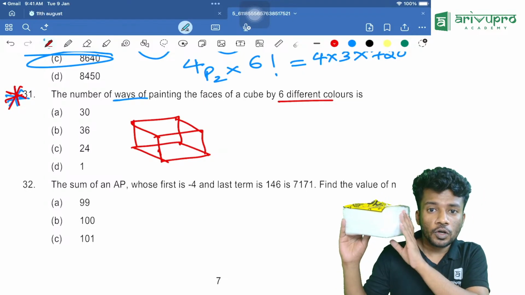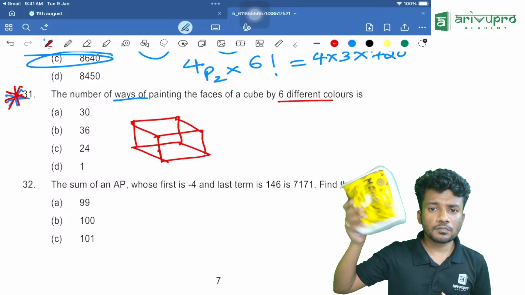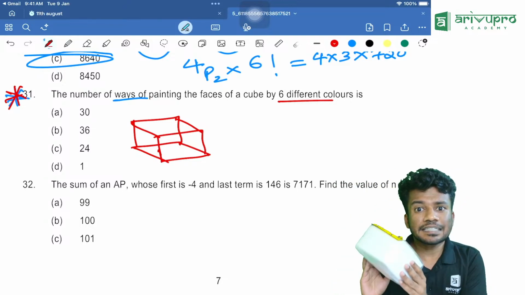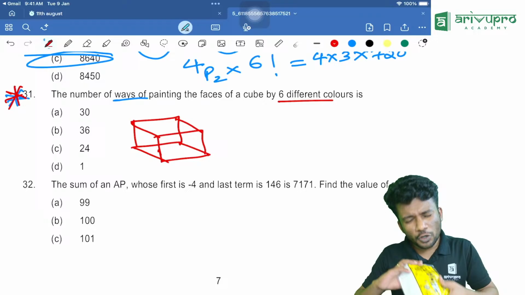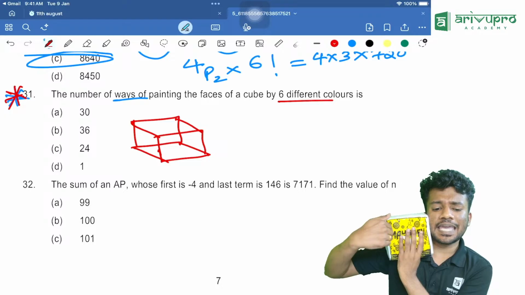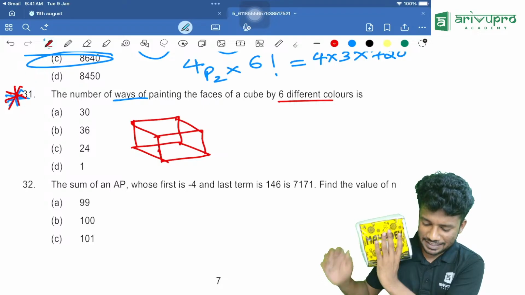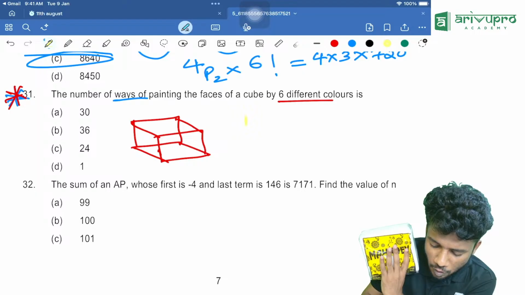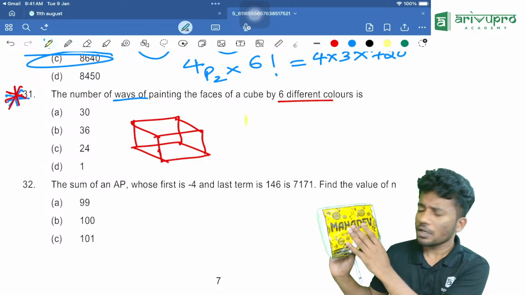Now, look here. What is happening here? It's a cube. How many sides are there? In total, 6 sides are there. Now, the easiest method, in order to avoid repetition, is to fix one side. For example, this side, I am painting it with yellow color. I fixed that side and I am marking it using one color itself.